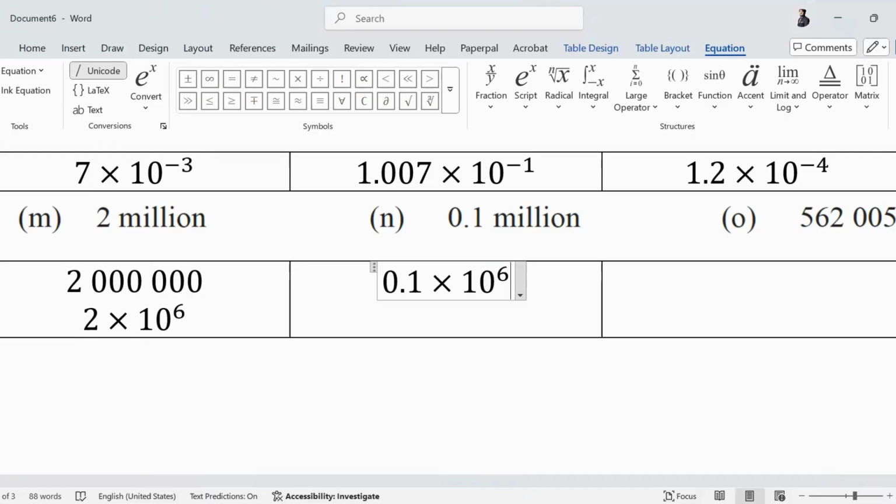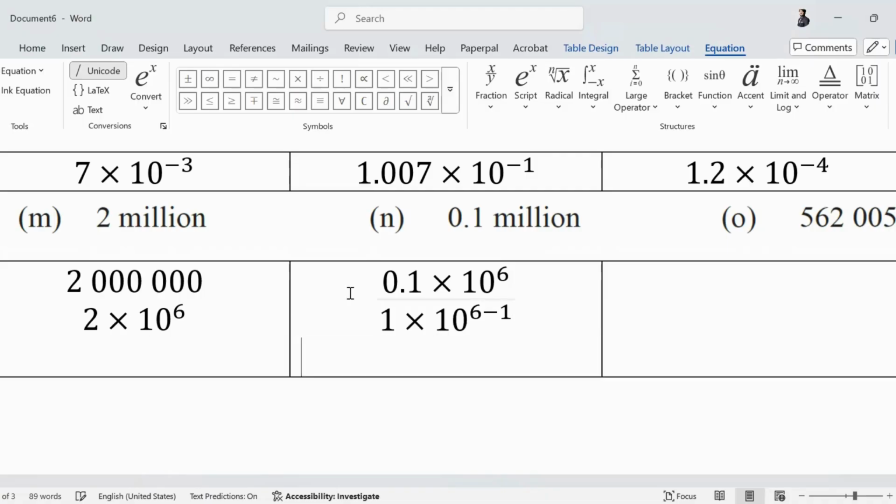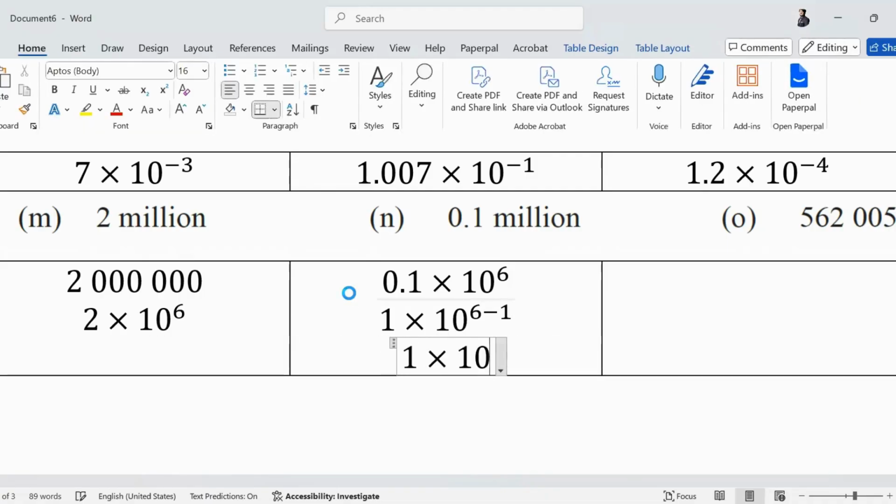इसको बड़ा करना है. So I'll have to move the decimal to the right. If I move it to the right, what will I have to do to the exponent? Very good. उसको कम करना पड़ेगा. अब 0 से नहीं कर रहे हम. So 1 exponent 6 में से I will have to subtract 1. So that is why we have to be careful. So 1 exponent 5.